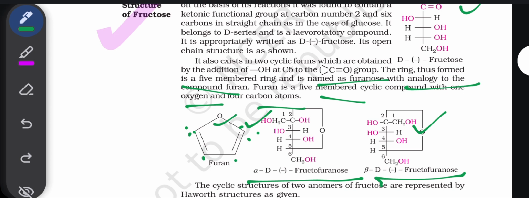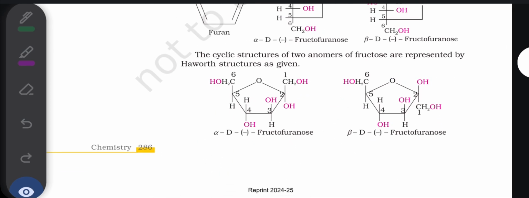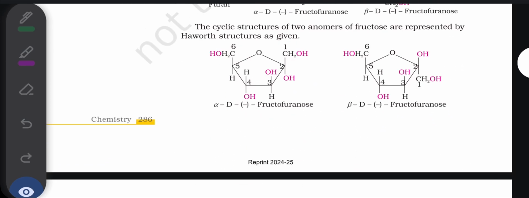नहीं, beta में it is on the left side and alpha में it is on the right side. The cyclic structure of two anomers of fructose are represented by the Haworth structure as given. Okay. Cyclic structure of two anomers of fructose are represented by the Haworth structure.